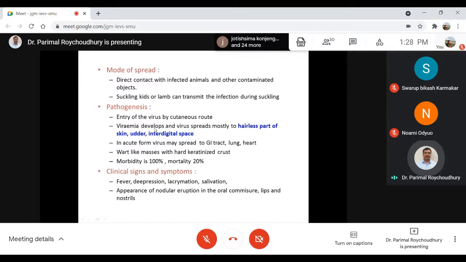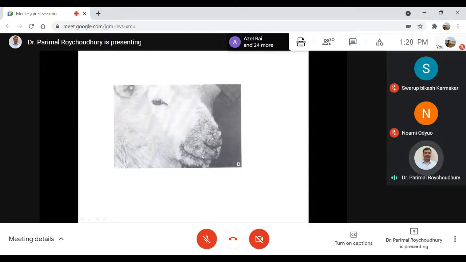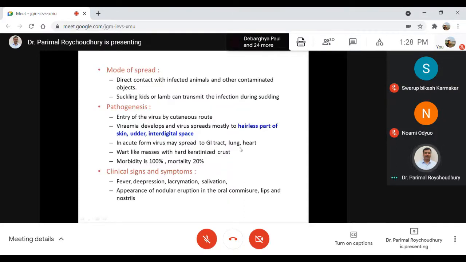If you go to the pathogenesis, it is exactly the same: epithelial hyperplasia occurs, and it causes the typical lesions of pox. Mostly it is seen in the hairless parts of the skin, under the interdigital space. In this picture you can see near the nostrils and at the mouth commissure the infectious lesions, and these lesions sometimes grow into bigger wart-like masses with hard keratinized crust. That creates problems for the animal in grazing, and particularly for the lambs and kids during milk suckling. In that case, mortality may go up to 20%, but basically it is characterized by high morbidity, 100% morbidity. It means total production loss takes place at that stage, body weight goes down, etc.